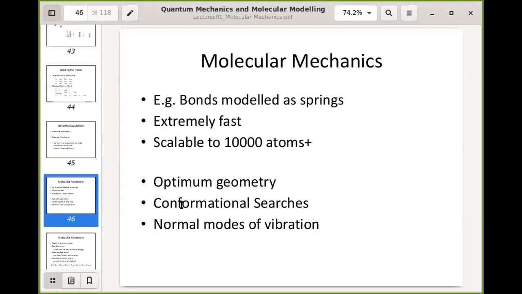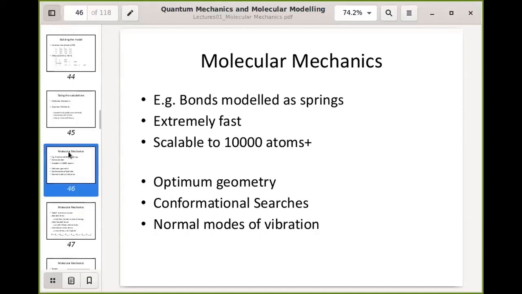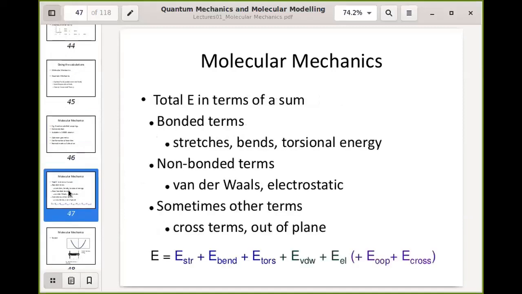I'll tell you what conformational searches are, and I'll tell you what normal modes of vibrations are a bit later on. But ultimately, the term molecular mechanics is a total energy that's in terms of a sum of bonded terms and non-bonded terms. So if you have a look at the bottom, your total energy for a molecule is the sum of energy due to stretches or bends or torsions. And there's some non-bonded, the electrostatic and van der Waals. And you add all those terms together, and you'll end up with the total energy of your molecule.